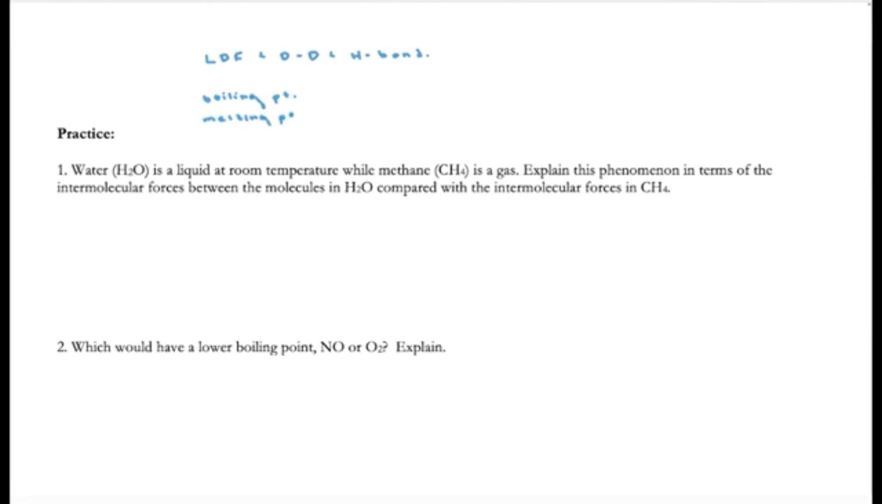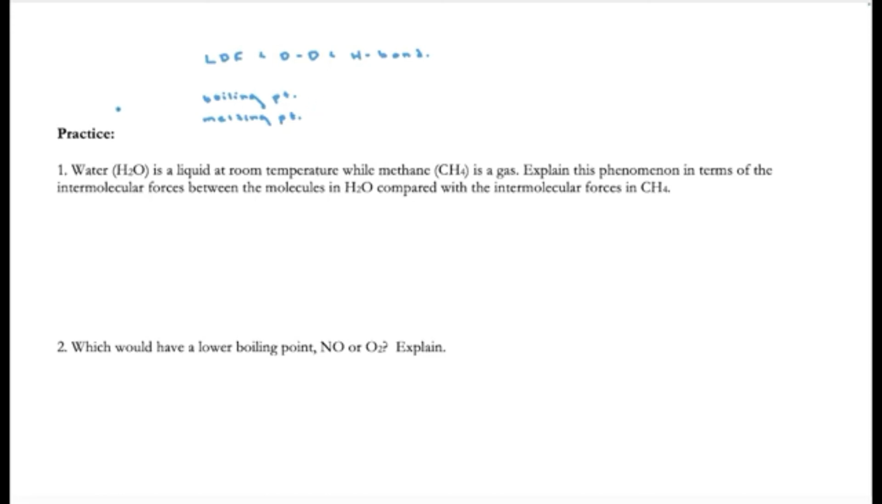So boiling point is the temperature at which a substance boils. It becomes a gas. And melting point is the temperature at which it will become a liquid. So if you think about it, the stronger your intermolecular force, the higher the temperature will have to be in order for a substance to boil or in order for a substance to melt.